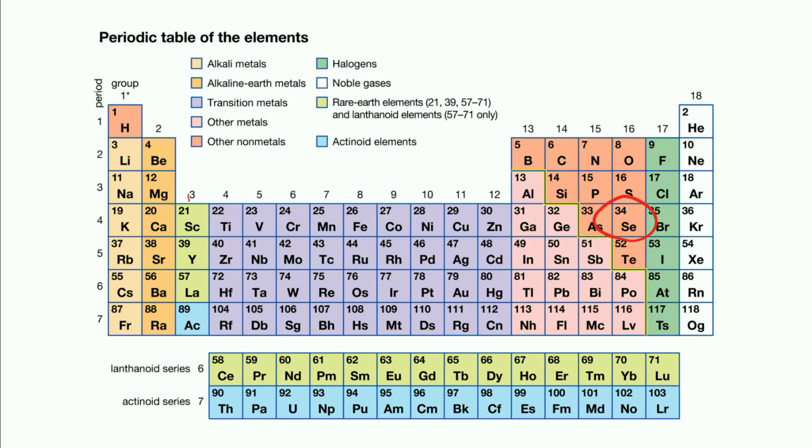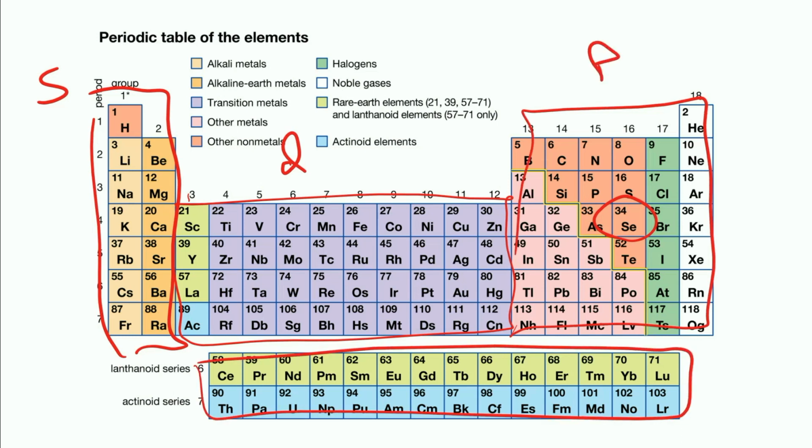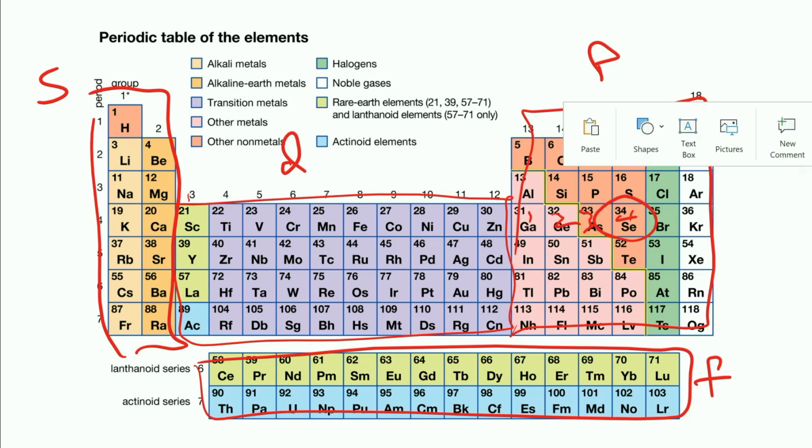Remember, in fact, maybe I should have left the labels. We have the S block, the transition elements, the D block, 13 to 18, the P block, and the lanthanoids and actinoids are the F block. So selenium is a P block element. We're going to finish with a P. Now count them along. It is the 1, 2, 3, 4th P along, right? It's the fourth one along of the P. So it's going to finish with P4.